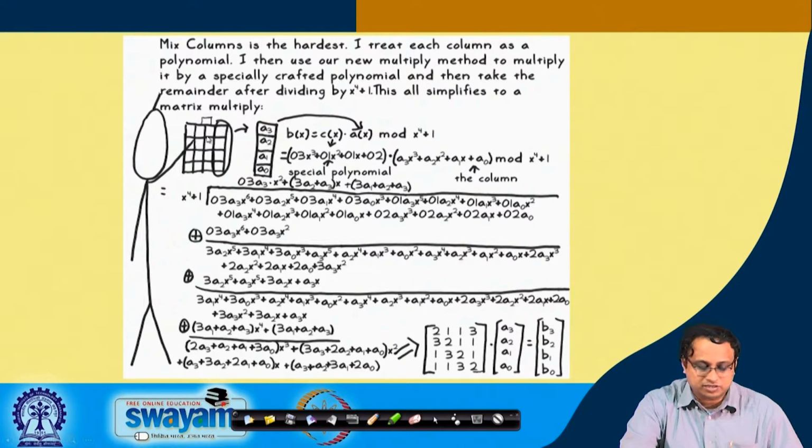By taking this column and writing it as a polynomial, say a(x), such that I can write a(x) as a3 x to the power of 3 plus a2 x squared plus a1 x plus a0. Note that all these coefficients a0, a1, a2 and a3 now belong to GF(2^8). And now I multiply it with a fixed polynomial, which is a special polynomial, and then I take modulo x to the power of 4 plus 1. Note that x to the power of 4 plus 1 is not an irreducible polynomial in this field, and therefore not all elements will have a multiplicative inverse.